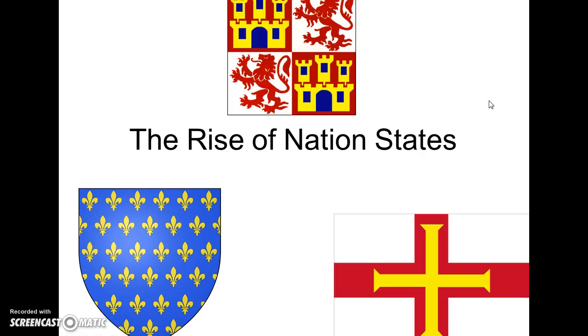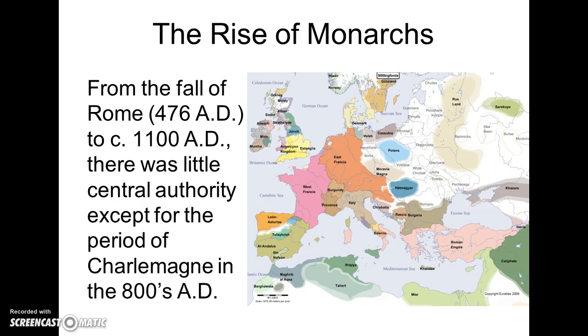So these are the three countries that we have to worry about in our class: England, Spain, and France. These are their flags. So as we have been talking about for a few weeks, after the fall of Rome, or the Roman Empire, there wasn't any central authority, so there was no government to control people. The church filled a little bit of that, but they didn't have anyone to look to except for that time when Charlemagne, the king of the Franks that we saw, unites most of Europe during the 800s.